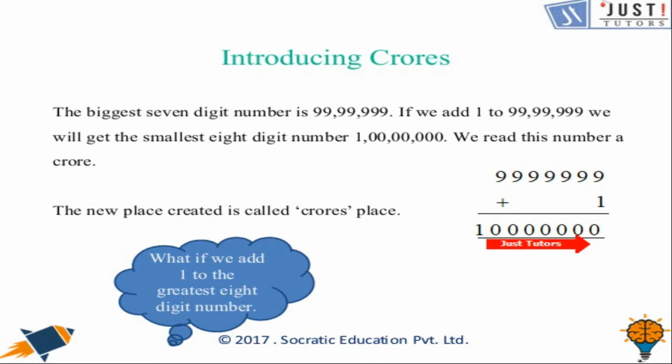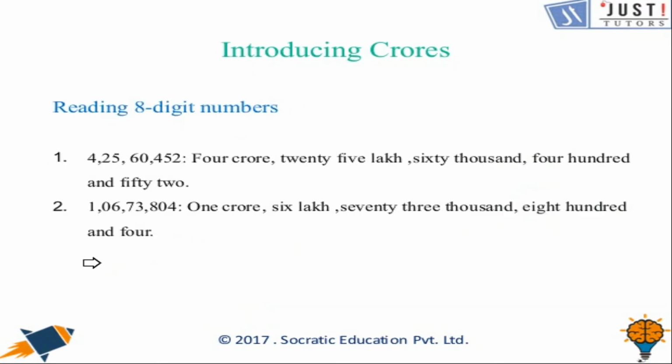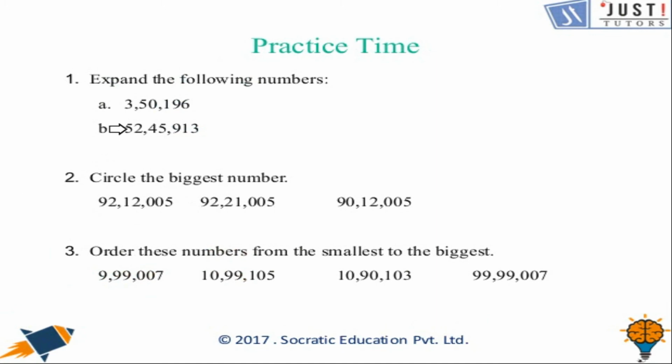Now let's move forward and learn how we can read 8-digit numbers. That's the first number, and we can read it like 4 crores 25 lakh 60,452. The same way, let's read the next one. It's 1 crore 6 lakh 73,804. Let's try with one more number, so I'll just write it there for you. That's the biggest 8-digit number, and we can read it like 9 crores 99 lakh 99,999. So now let's move forward, and here are a few questions for you to practice.